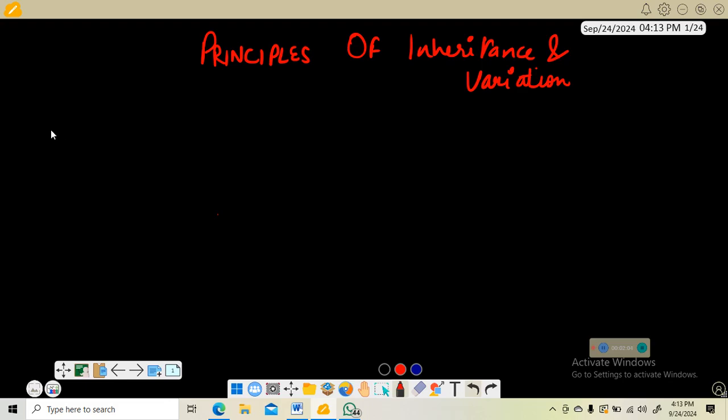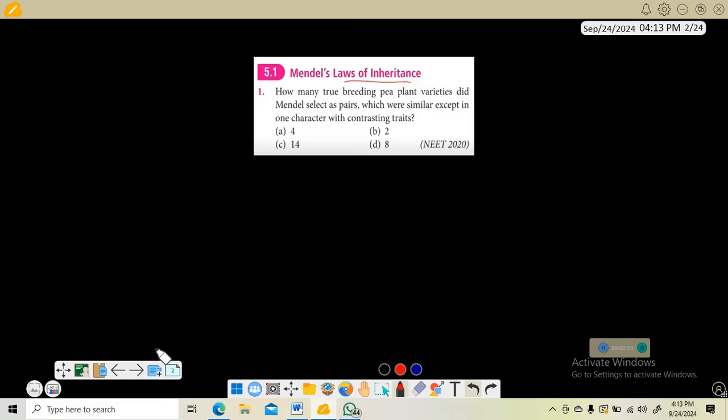Okay, so the father of genetics is Gregor Mendel. Okay, now let's go to MCQs. First is, how many true breeding pea plant varieties did Mendel select as pairs which were similar except in one character, with contrasting characters, with traits? So here the answer is 14.